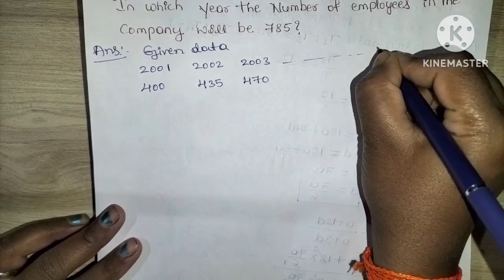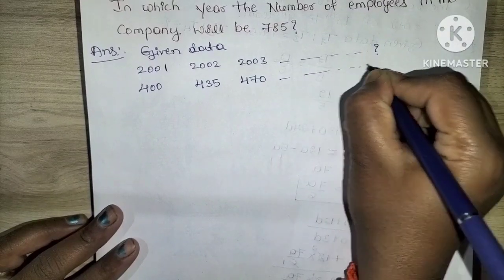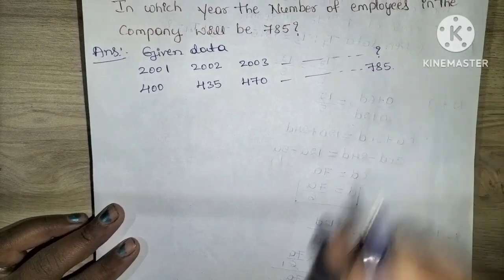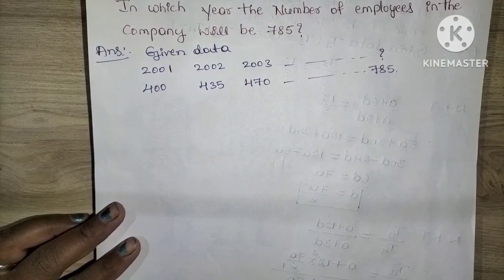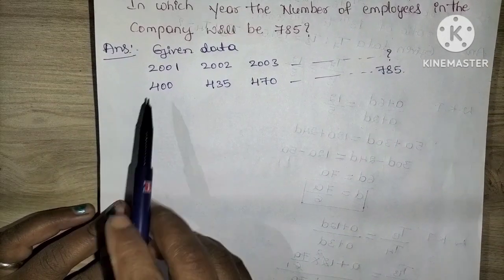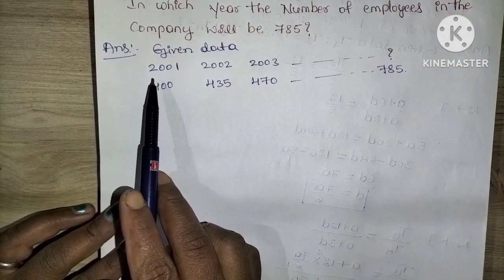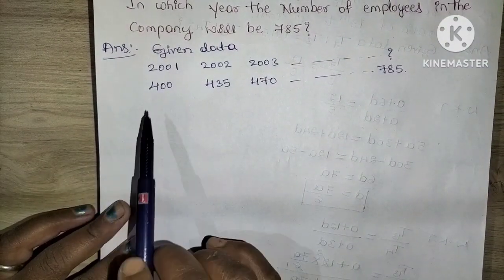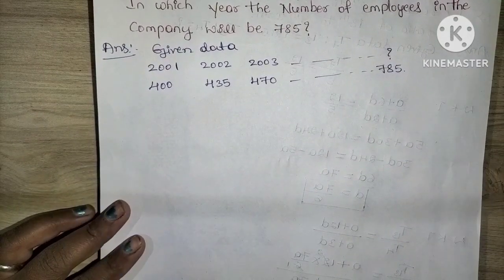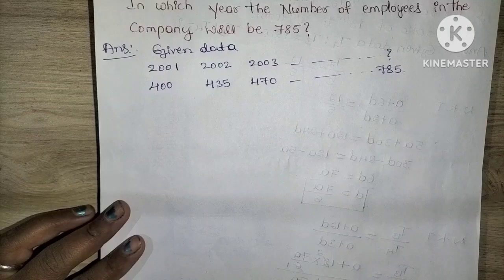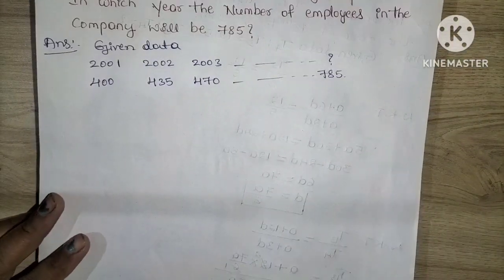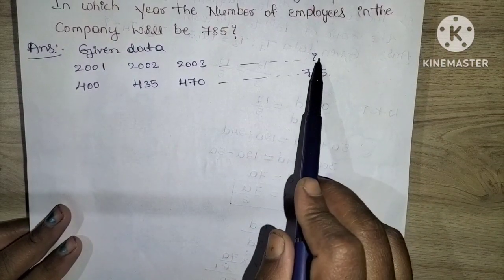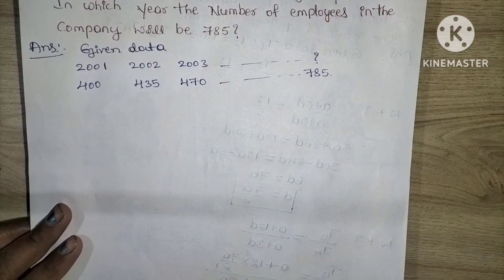So in which year will the number of employees in the company become 785? They are asking, so here we have to find the value of n. They have given the data in the form of years and number of employees. So in 2001, which is the first year, 400. Again in the next year 435, next year 470 employees. Finally it will become 785 employees. In which year? It is nothing but we have to find the value of n.